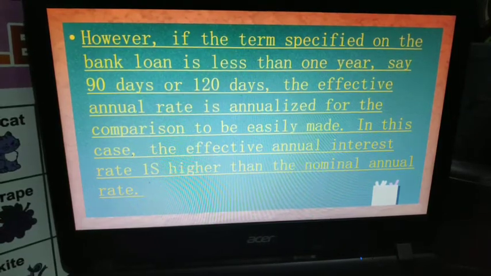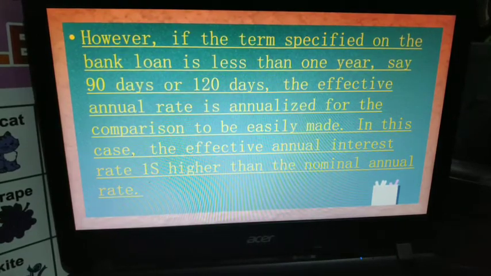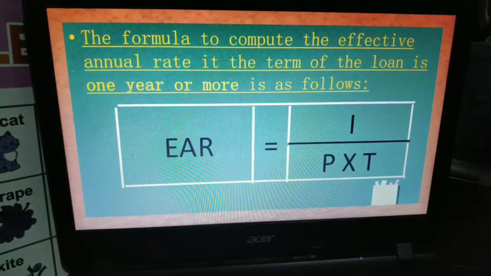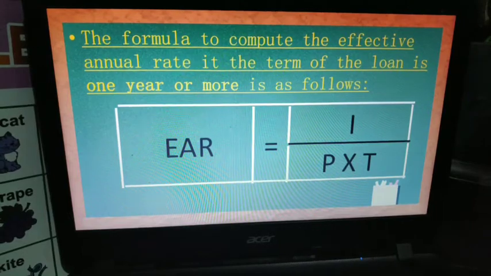So, as stated a while ago, they really differ if the term is less than 1 year. The nominal annual rate and the effective annual interest rate are different. So, this is the formula to compute the effective annual rate when the term of the loan is 1 year or more.